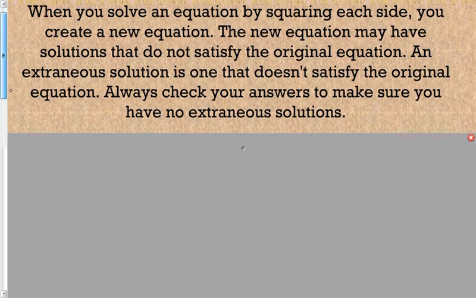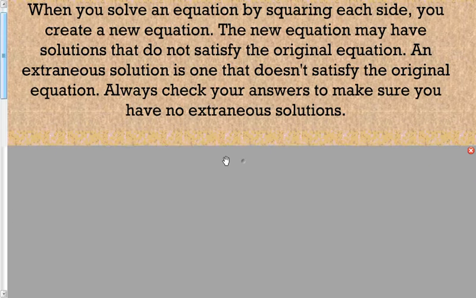That's why it's so important to check, because sometimes, even though we solved it and we got an answer, or sometimes we get two answers, they don't always work back in the original equation. That's when it's called this extraneous solution. It's a rare occasion, but it does happen sometimes.